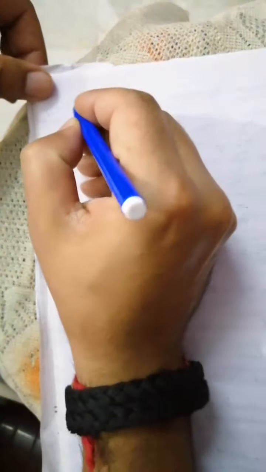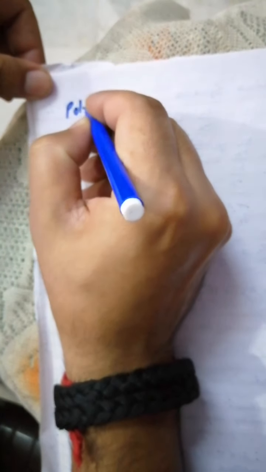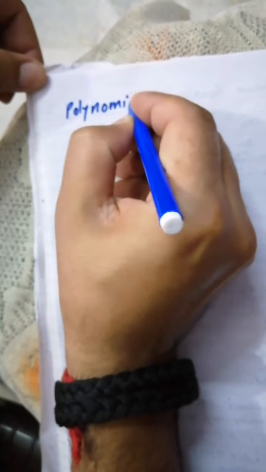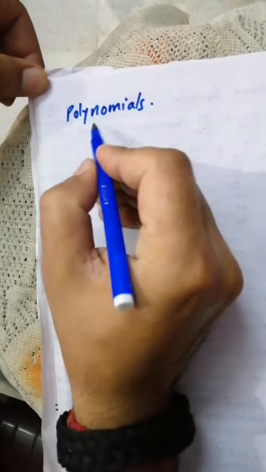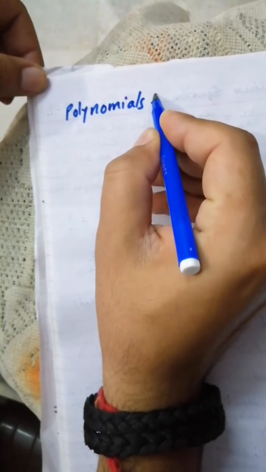Dear students, now we are going to start our next chapter. It is polynomials. Chapter 2, polynomials. So here firstly for polynomial, we will define what is polynomial.